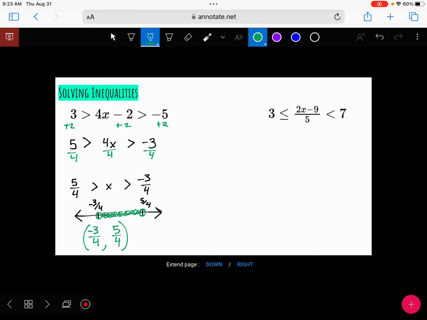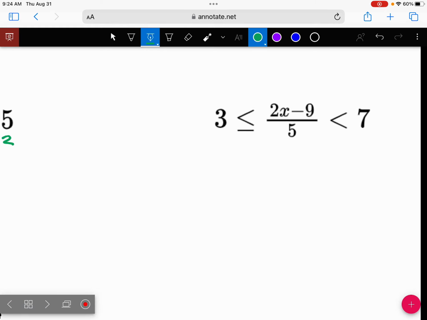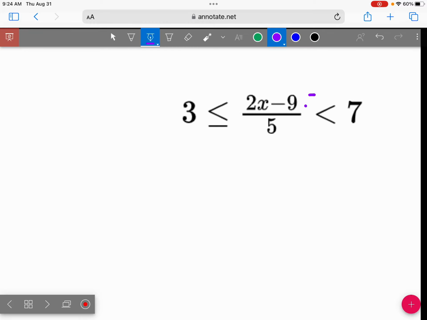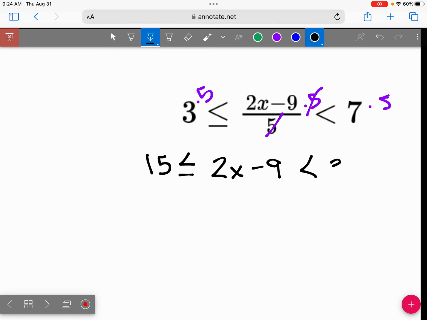Bringing it up to our next one. What are we going to do on this one? Multiply by 5 first. If I times this guy by 5 and this guy by 5 and this guy by 5, that's going to cancel out that denominator there. So we have 15 is less than or equal to 2x minus 9 is less than 35.